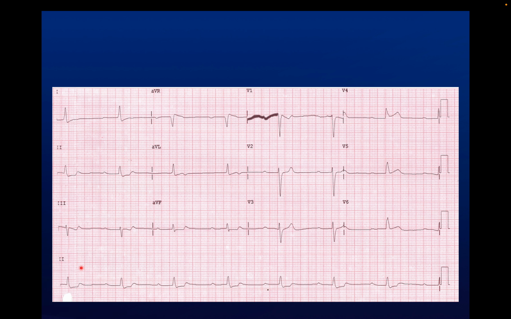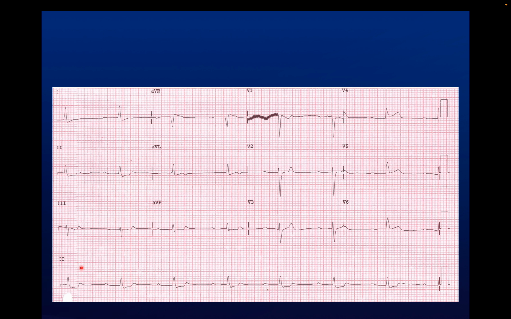suggesting a sinus node exit of this P wave, probably biatrial enlargement, and the QRS that is there seems not to be associated with every P wave.